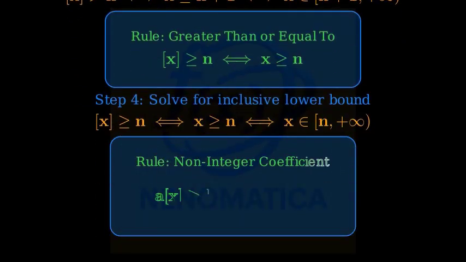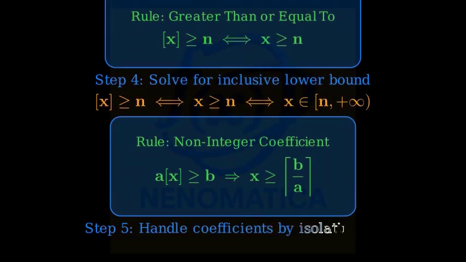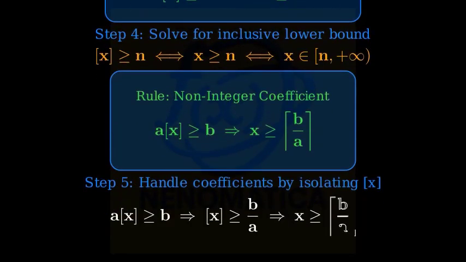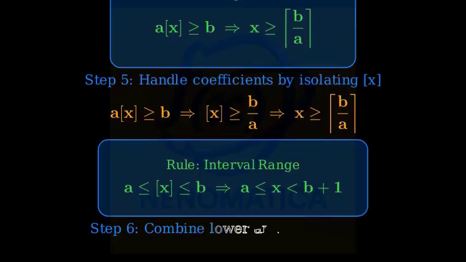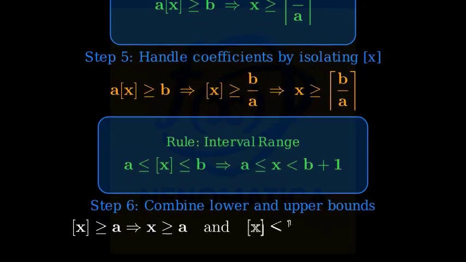Rule 5. Handle coefficients in front of the floor. Isolate the floor first, then use the previous rules. If the threshold is not an integer, round up with the ceiling. Rule 6. Compound interval for the floor. Combine the lower bound and the upper bound results.